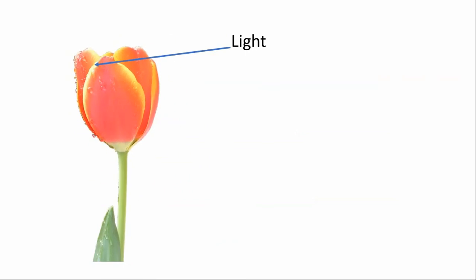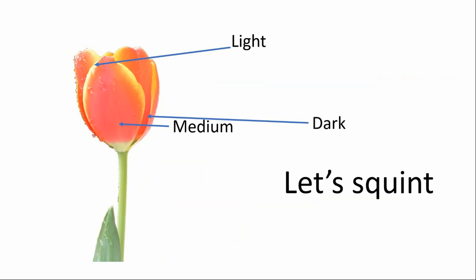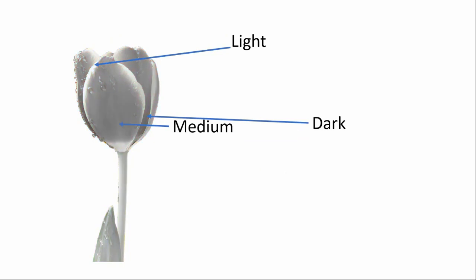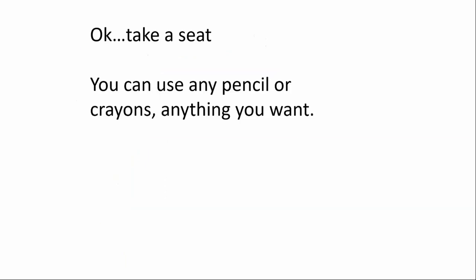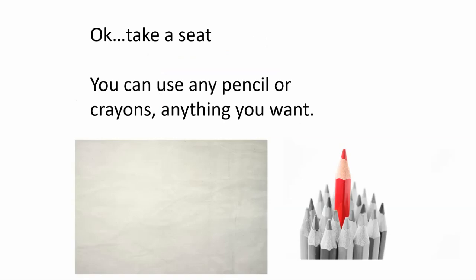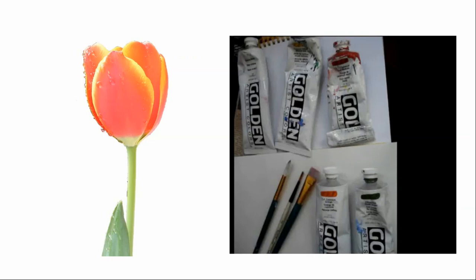A close-up view might help here. But we also see the light, the medium, and the dark. So once again, let's squint. Let's take that pause and observe this tulip, the lights, the mediums, and the dark. Okay, take a seat. You can use a pencil, crayons, paint, craft paper, anything you want. And let's begin. Keep your eye focused on that tulip, observe its features, and let's see what we can find.